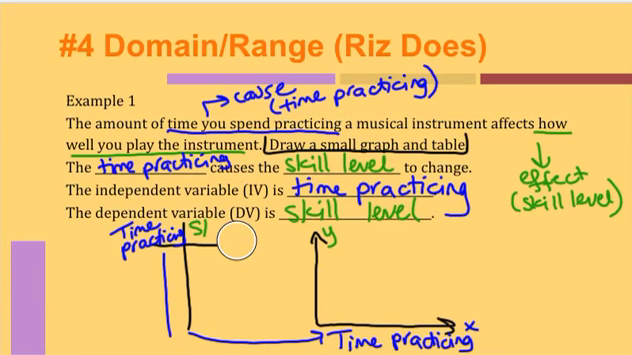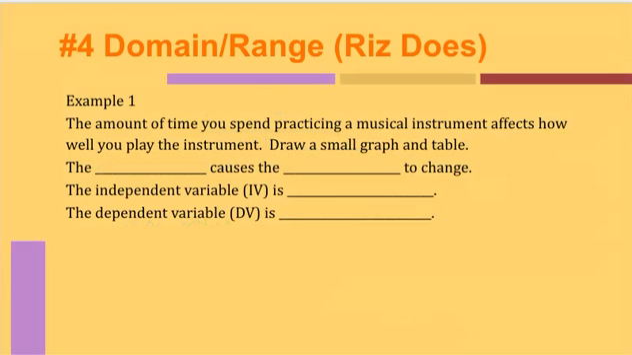Go ahead and erase this. My skill level. I know that that relates to this, so that's going to be my skill level. Now in the future, we're going to talk about how this graph can actually look, whether it goes up or down or stays constant. But right now, let's just worry about the labels. That was the first example.